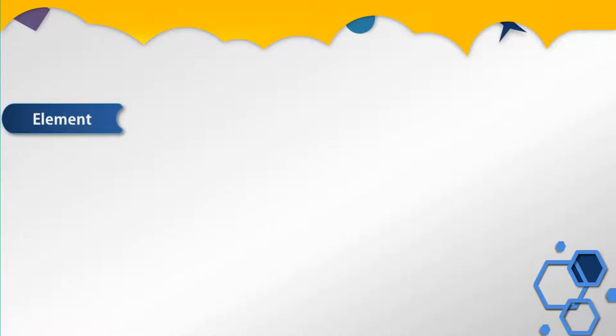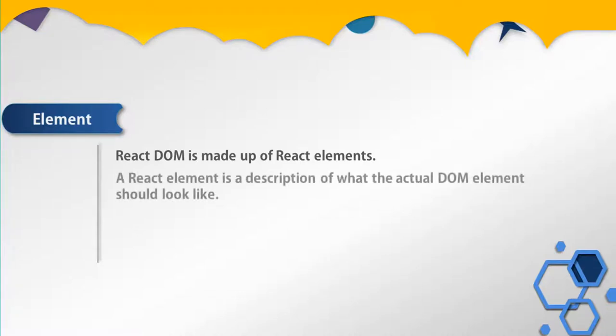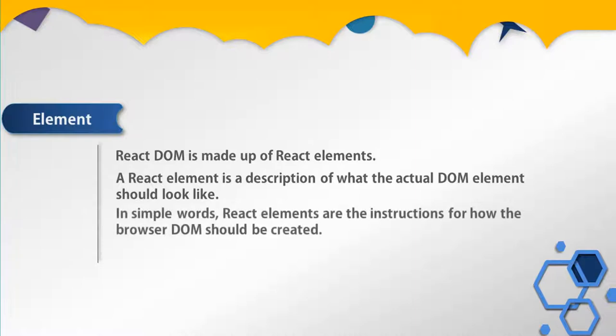Now you know how the browser can understand HTML and use the DOM to create the user interface. Now, let's talk about React elements. The browser DOM is made up of DOM elements. Similarly, the React DOM is made up of React elements. DOM elements and React elements may look the same, but they are actually quite different. A React element is a description of what the actual DOM element should look like. In simple words, React elements are the instructions for how the browser DOM should be created.